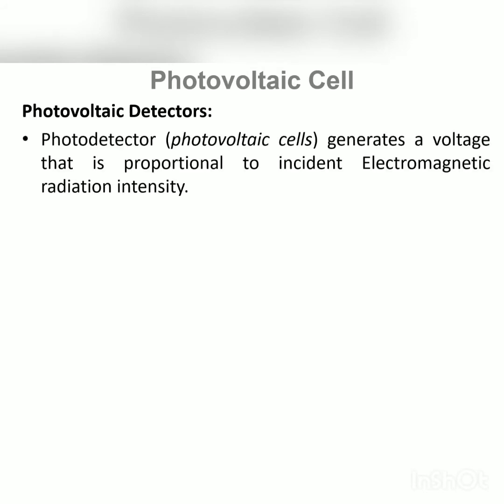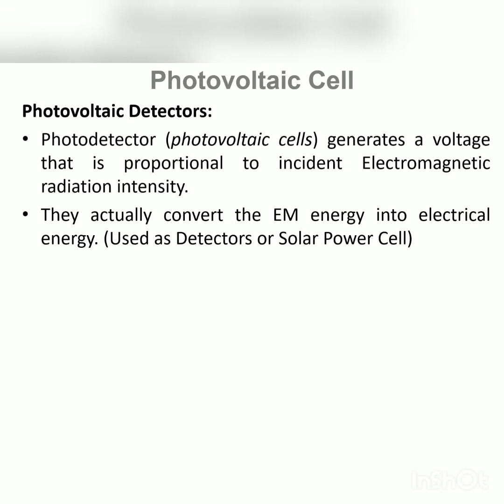First we will go for the introduction of the photovoltaic cell. It is also called a photovoltaic detector as it detects the incident light. The photodetector or the photovoltaic cell generates a voltage that is proportional to the incident electromagnetic radiation intensity. They actually convert the electromagnetic energy into electrical energy, which is used as a detector or the solar power cell.